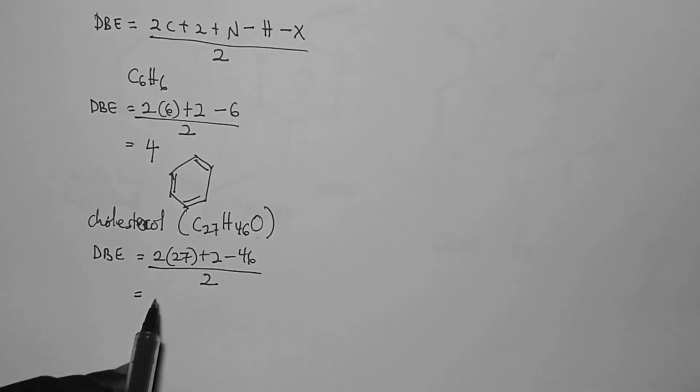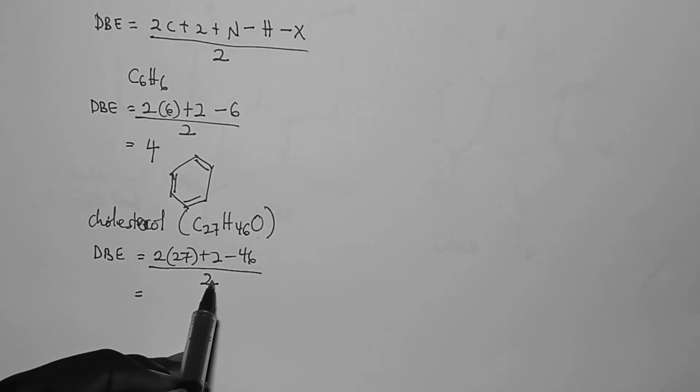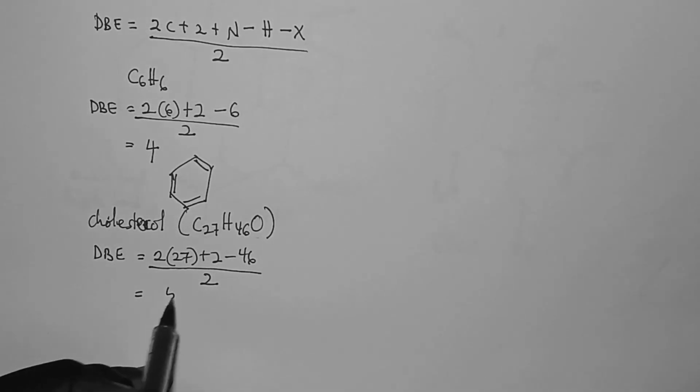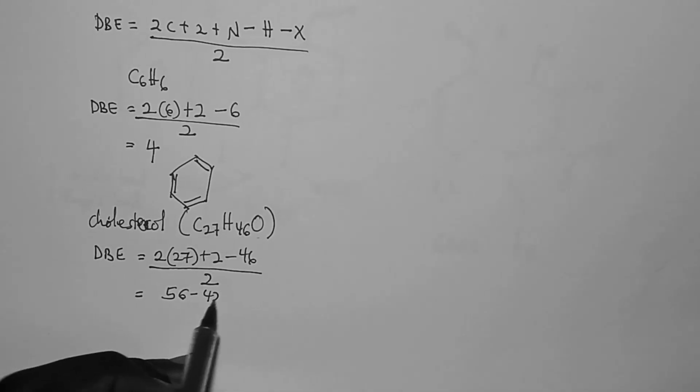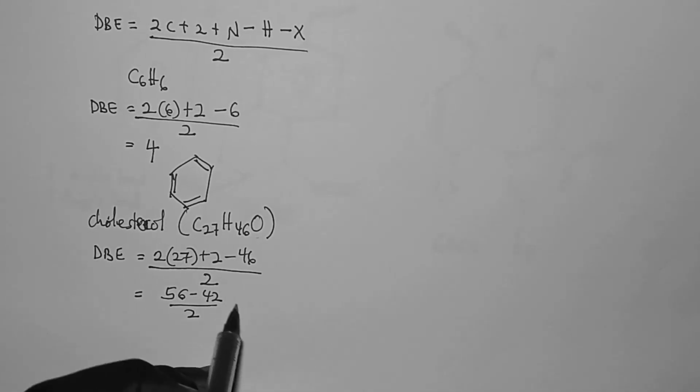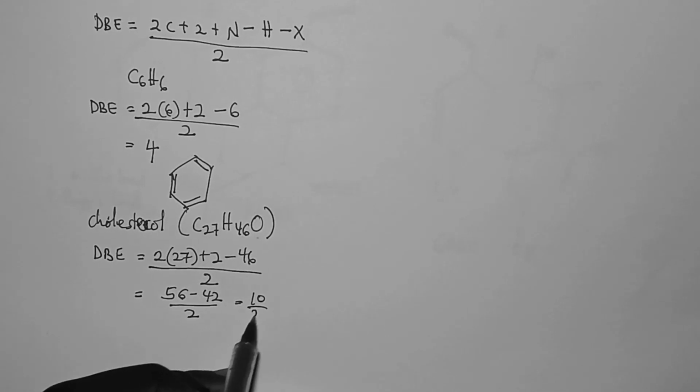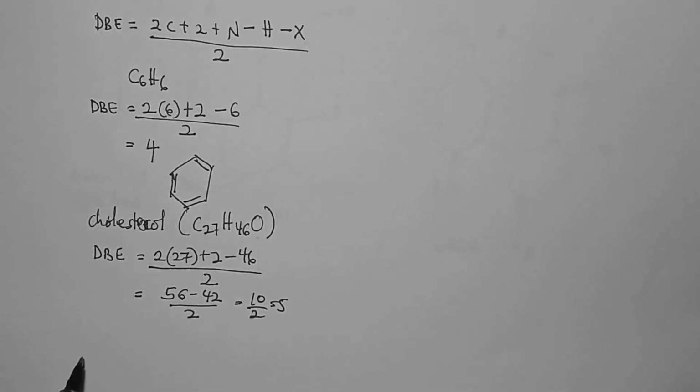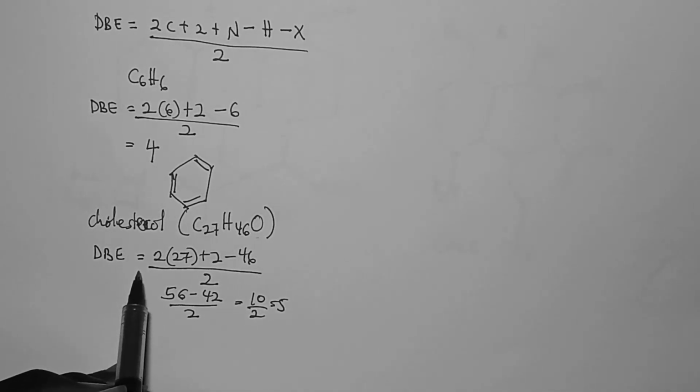2 times 27 is 54. 54 plus 2 is 56. So we are going to get 56 minus 46 divided by 2. And this is equal to 10 divided by 2, which is equal to 5. And therefore, the number of double bond equivalents in cholesterol is 5.